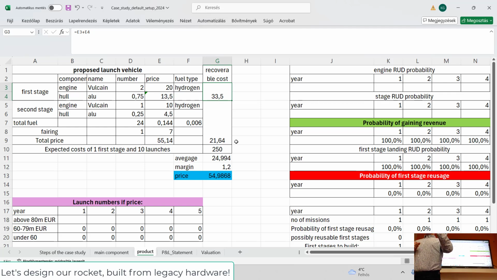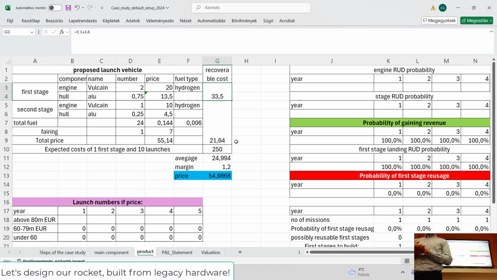If we can recover the second or the first stage, then at least we don't have to manufacture this 33 million euro worth of equipment. We just have to manufacture regularly this 21 million euros, which is way better.